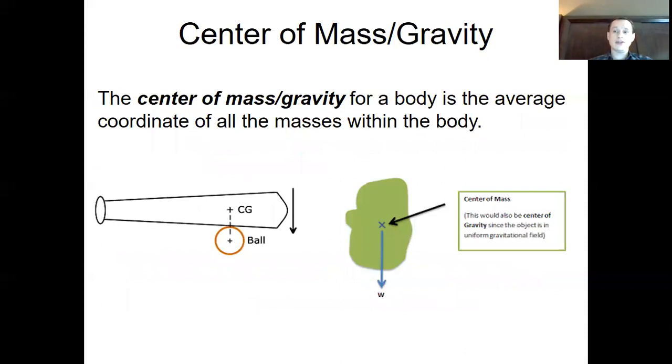Okay, then there's the concept of center of mass. Sometimes they call it center of gravity. They're essentially the same concept as long as you're in a uniform gravitational field. So unless something's a million feet high and gravity is significantly different up here than it is down here, these two concepts are the same. Like we said, center of mass or gravity is the average coordinate of all the masses in this thing. So what the heck is that talking about?